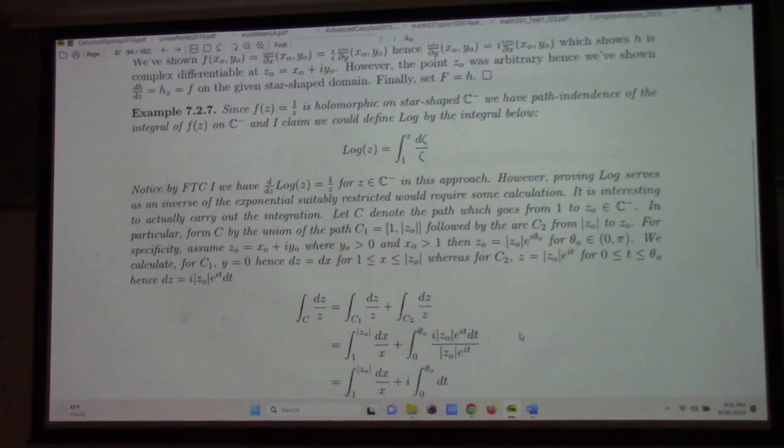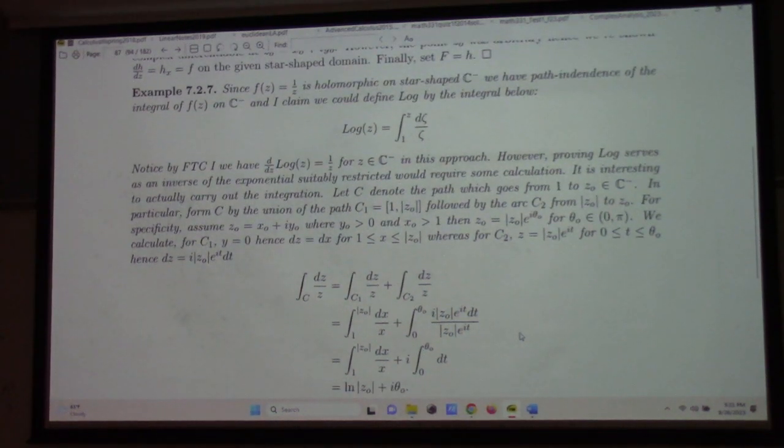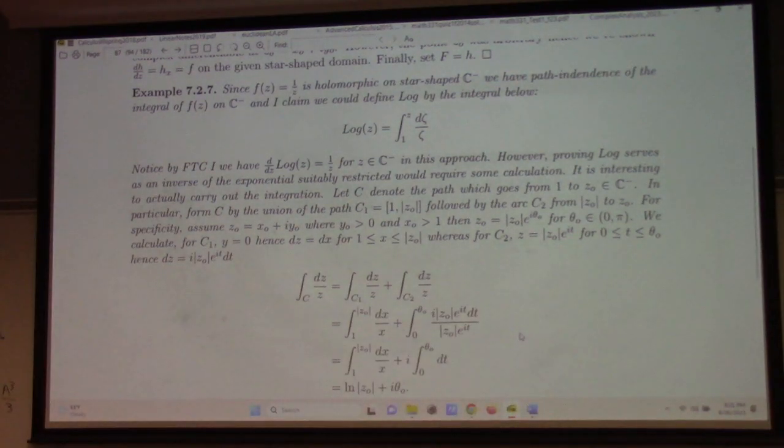But anyway, applying this idea, check this out. So f of z is equal to 1 over z. It's holomorphic on the star-shaped slit complex plane. Let me draw the picture for what this example is doing, because I think I have a homework question which is like this. So I want you to understand what I've done here, so the homework question is not so challenging.